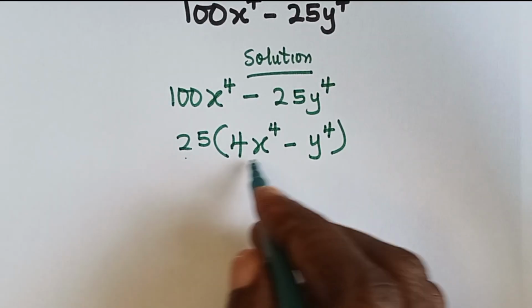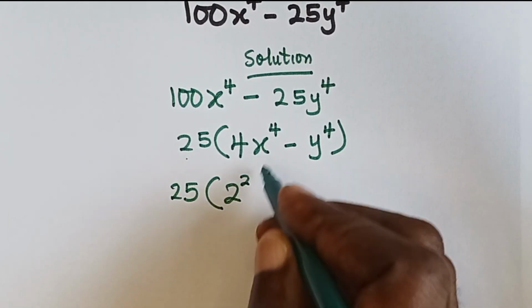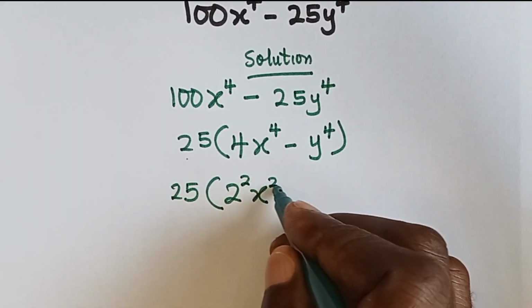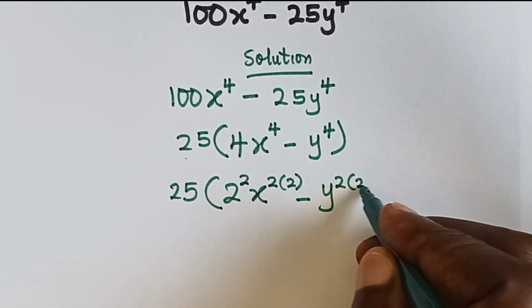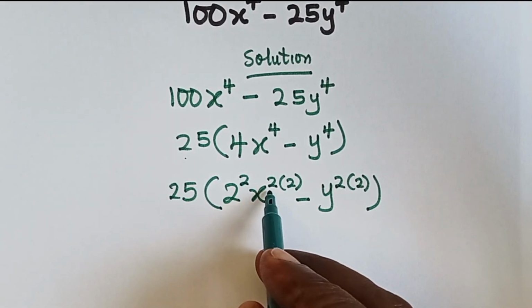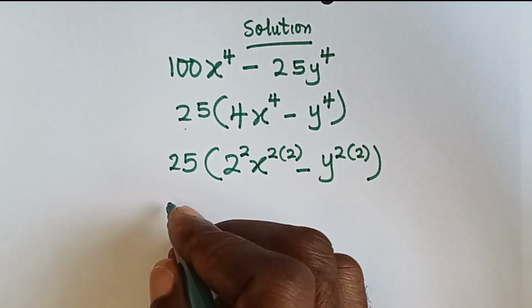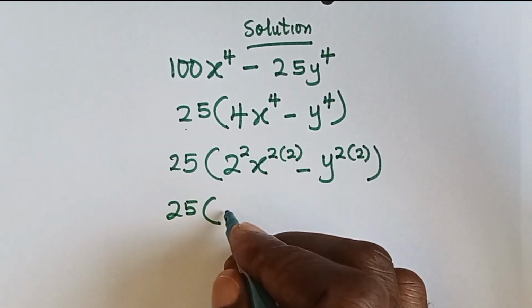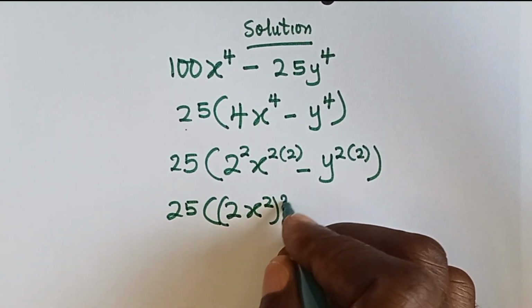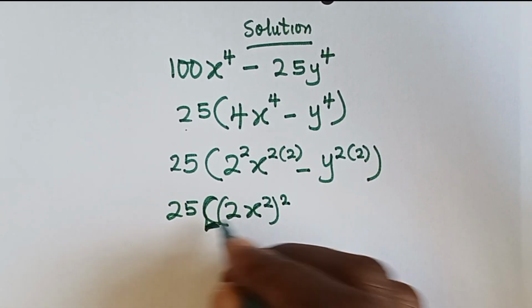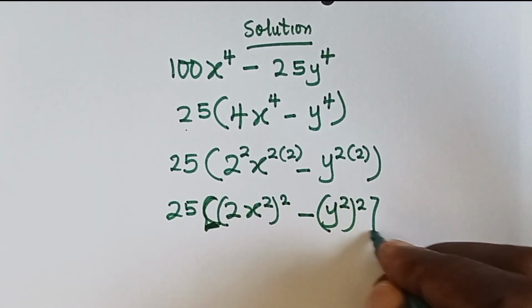Now from here we can also write this as 2 raised to the power 2, and that is x raised to the power 2 times 2, which will give us 4, and this y raised to the power 2 times 2, because x raised to the power 2 times 2 will give us x raised to the power 4, and we can put it together. We have 2x squared, then raised to the power 2, then minus y raised to the power 2 raised to the power 2.